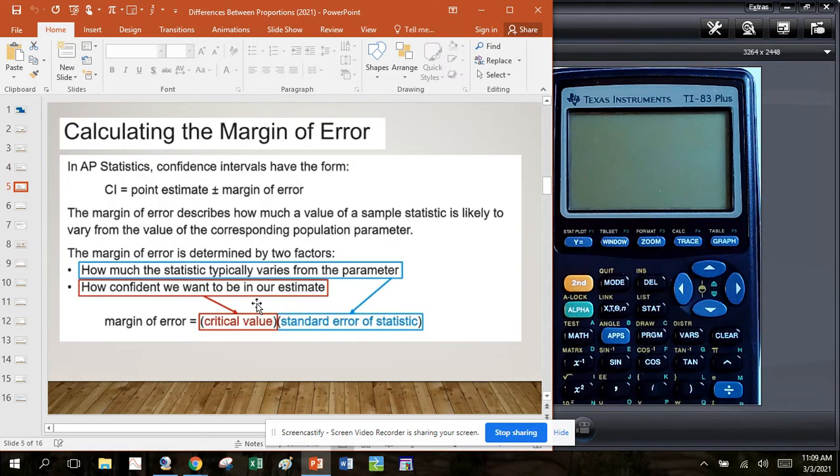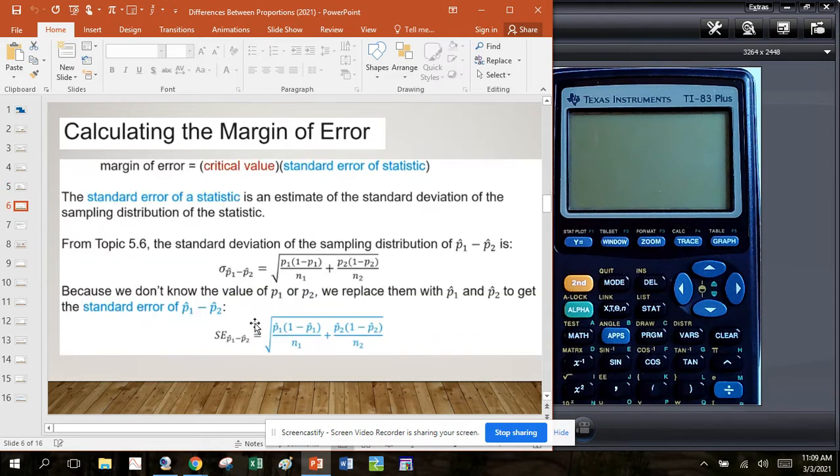A confidence interval, remember, is two parts. It's the point estimate plus or minus the margin of error. The margin of error basically means we're not going to be 100% accurate here. There's always going to be some error. The margin of error takes that into account, but it gets split up into two parts. The first part is the standard error of the statistic, which is our standard deviation. And the other part is the critical value, which is how confident we want our estimate to be.